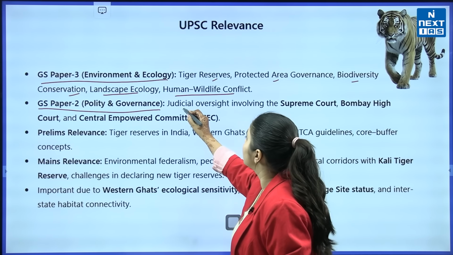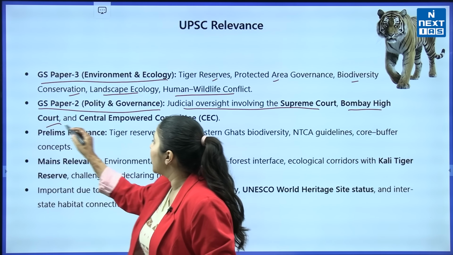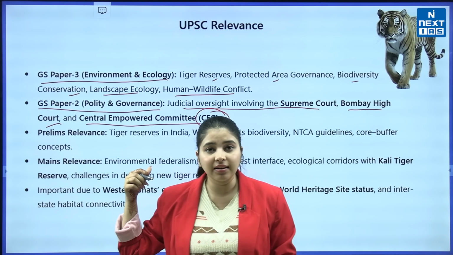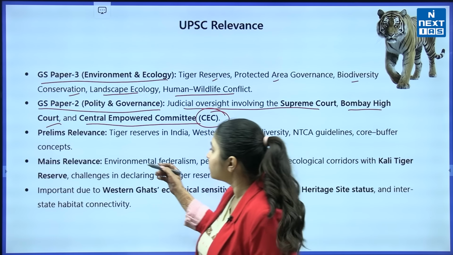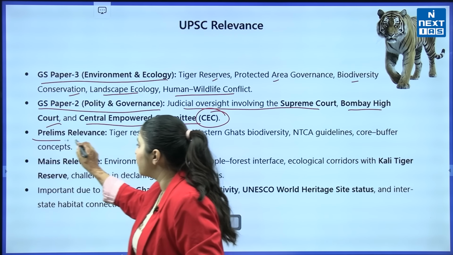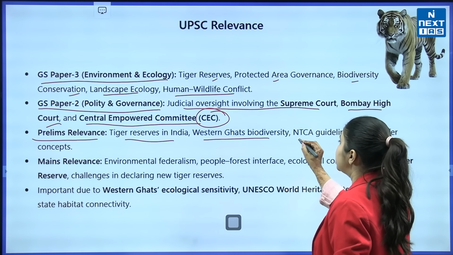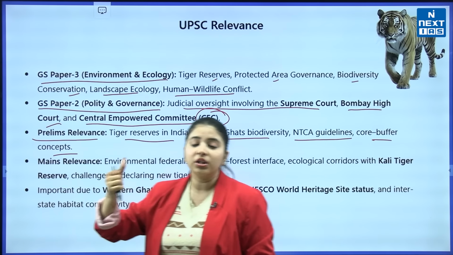Why? Because of judicial oversight involving the Supreme Court, Bombay High Court, as well as the Central Empowered Committee, which is CEC. Now CEC again is the committee which was recommended by the Supreme Court for this whole case. Now let us understand the prelims relevance of this topic. Tiger reserves in India, Western Ghats biodiversity, NTCA guidelines, core-buffer concepts, all these are very important keywords that you need to read up on.